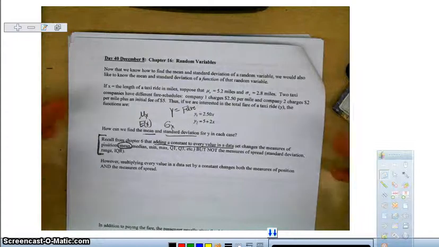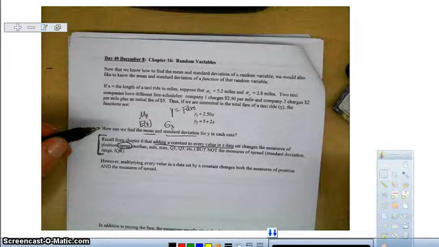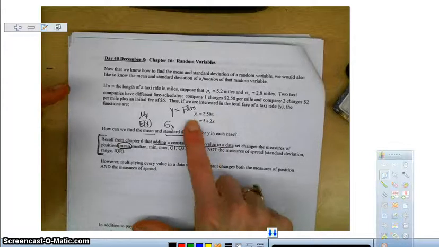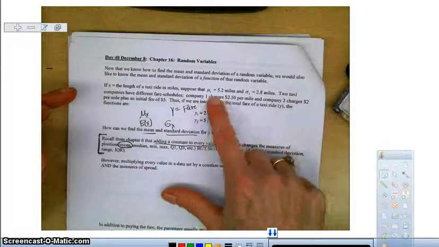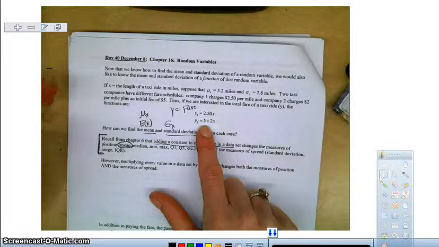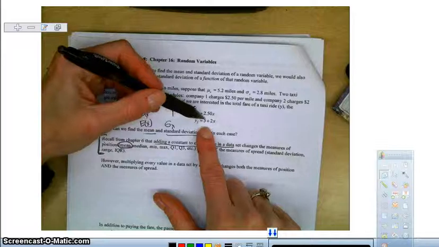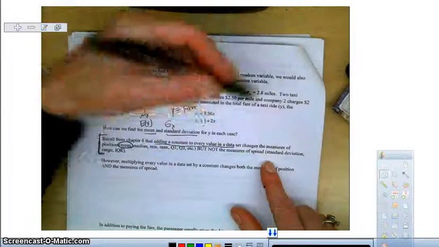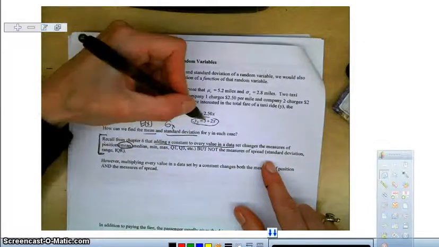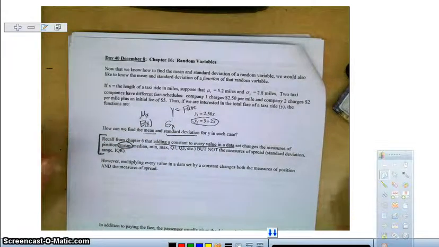So when you add something to every data value in a set, you change the mean, but not measures of spread. So standard deviation is not affected by adding. So if we look up here at these two different cab companies, this plus 5 does not affect the standard deviation of the fare for Company 2, because adding a number does not affect the standard deviation. So if I were looking for the standard deviation of the fare for that cab company, adding 5 would not affect the standard deviation, only times 2.